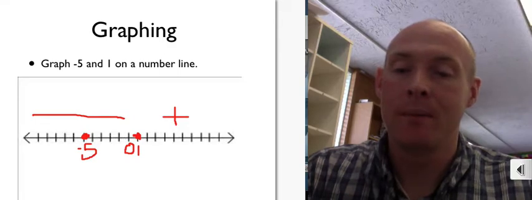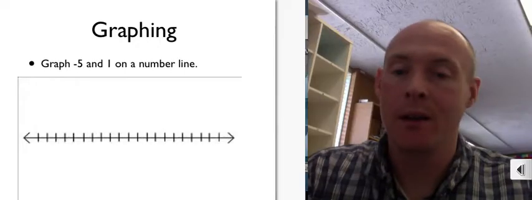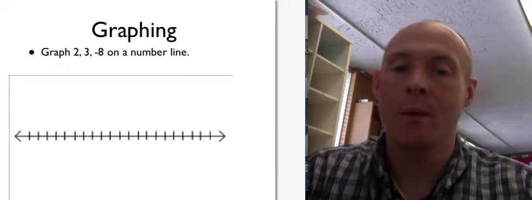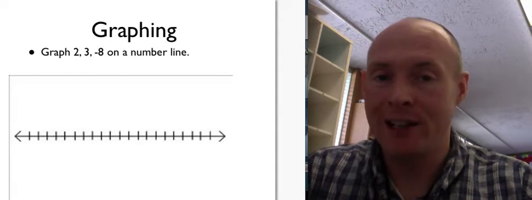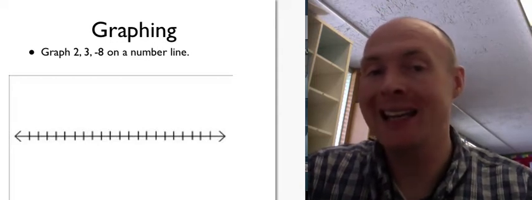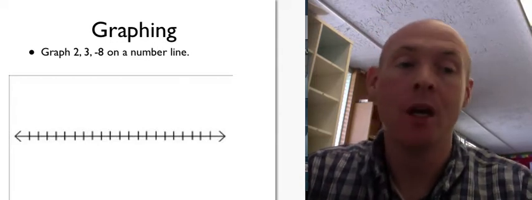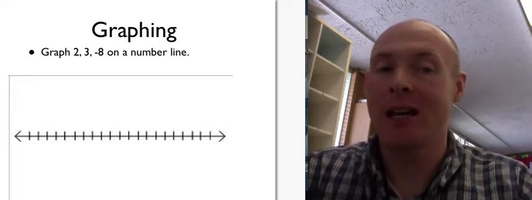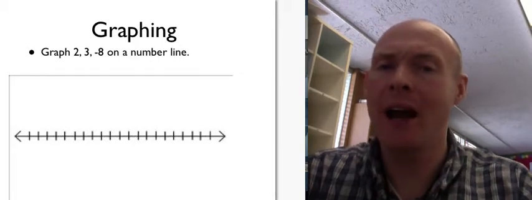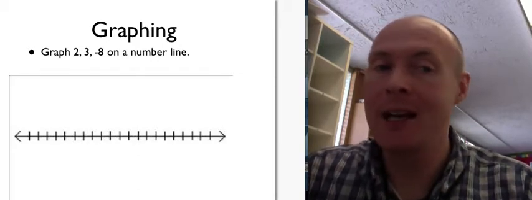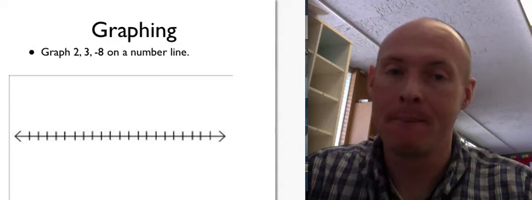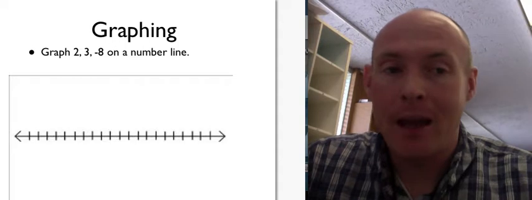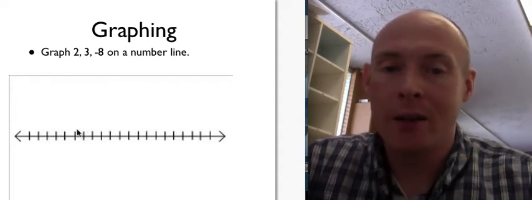Let's do another one. Clear that off. Okay, one more graph. This time we have to graph 2, 3, and -8 on the number line. So, pause the video, draw out your number line, make your integer slashes, and then go ahead and graph 2, 3, and -8. Okay, fantastic. At this point, you should have them all graphed out. And what I want to do is show you how I do it.